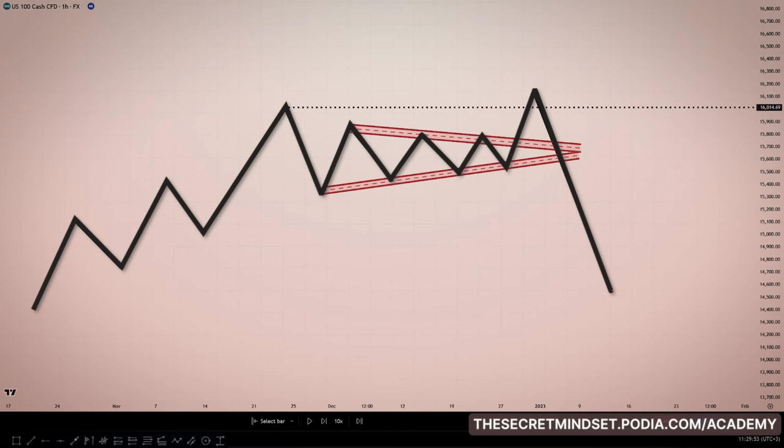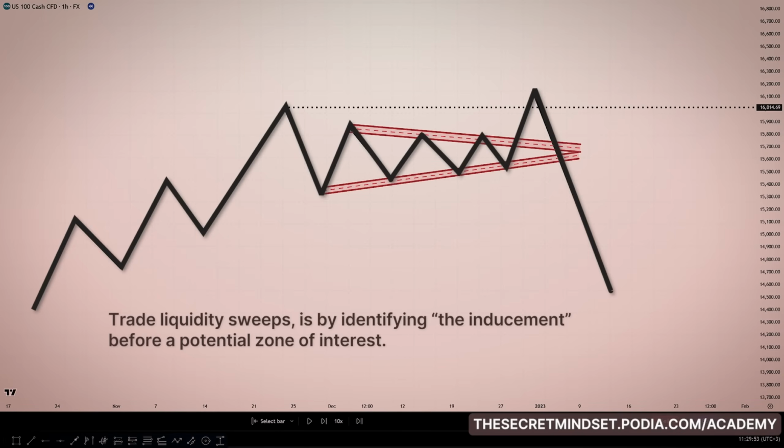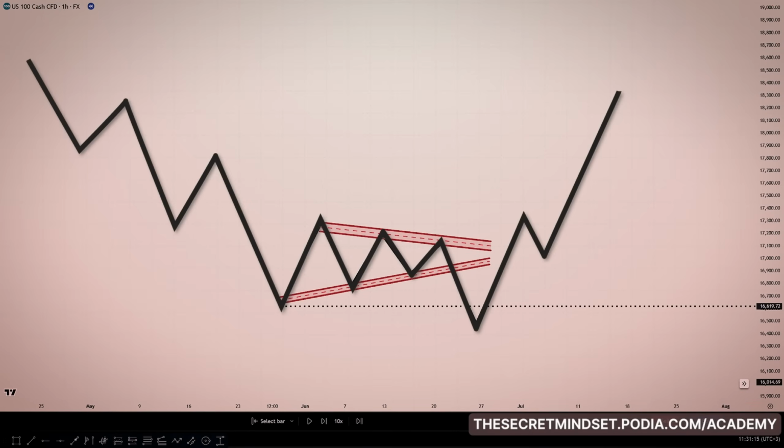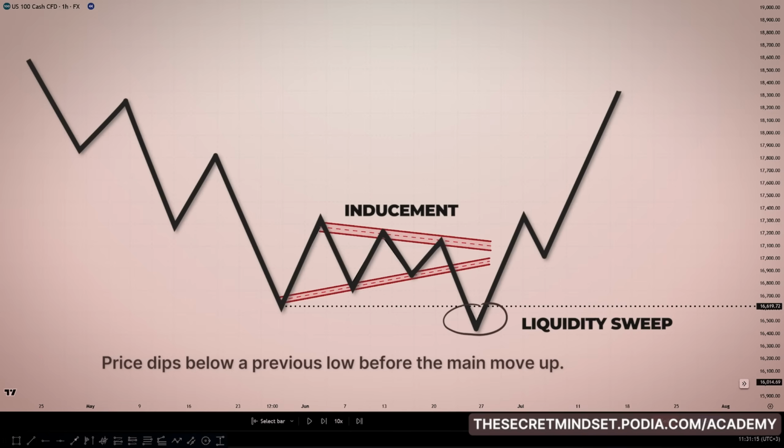One way to trade these liquidity sweeps is by identifying the inducement before a potential zone of interest. This is where price action might encourage traders to enter positions, creating more liquidity for a potential move. For example, if you're looking at a possible buy zone, you might see price dip below a previous low before the main move up. This dip could make sellers enter short positions or exit longs, creating liquidity that larger players can use to enter their long positions.